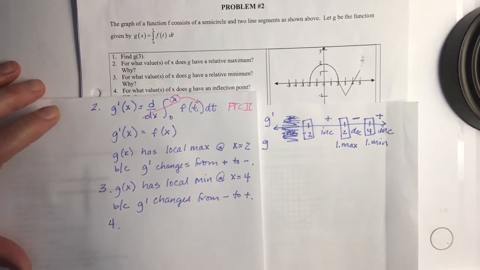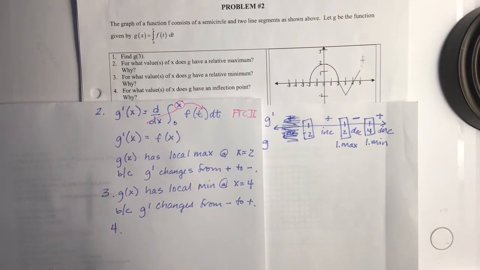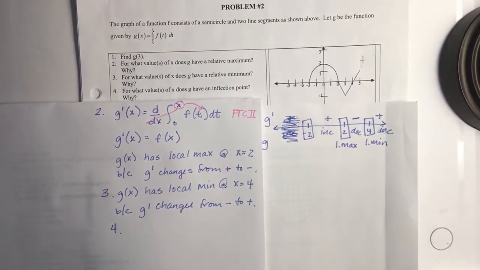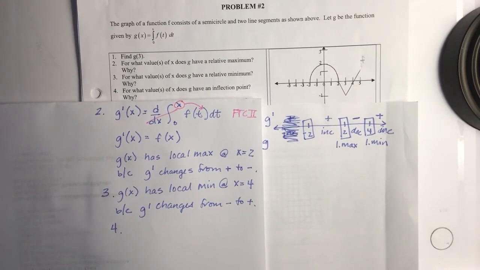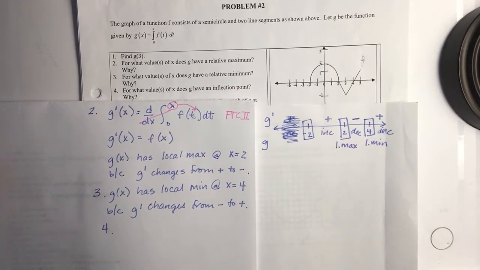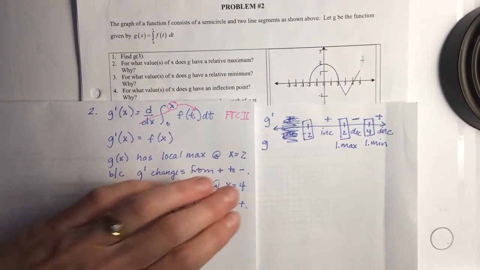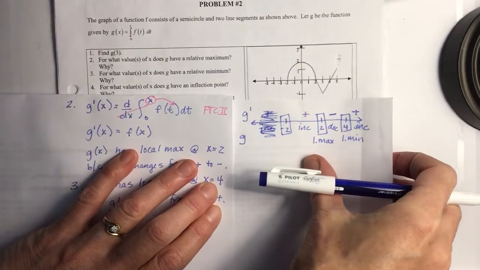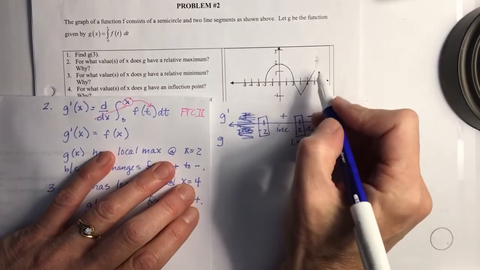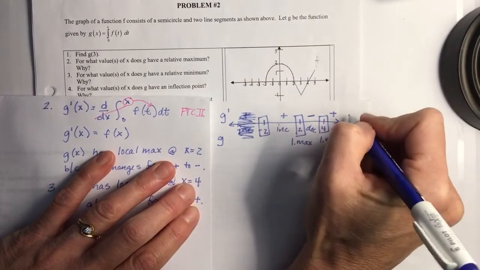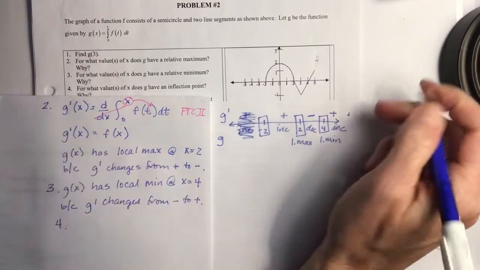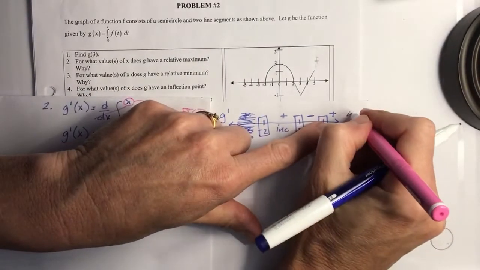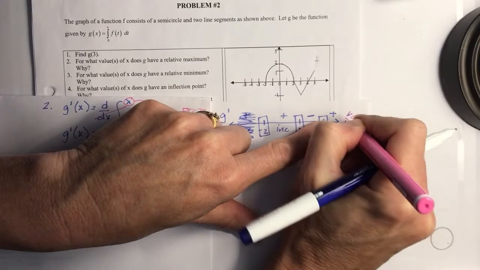Okay, now part 4. What do they have in store for us? For what values of x does g have an inflection point? Okay, so inflection points, now go to your flashcards, right? And you said inflection points, you have to do absolutely, the second derivative. So when you're looking at the graph here of g prime, this is, I'm going to put this in pink, the value of the graph, right? The value of the graph.